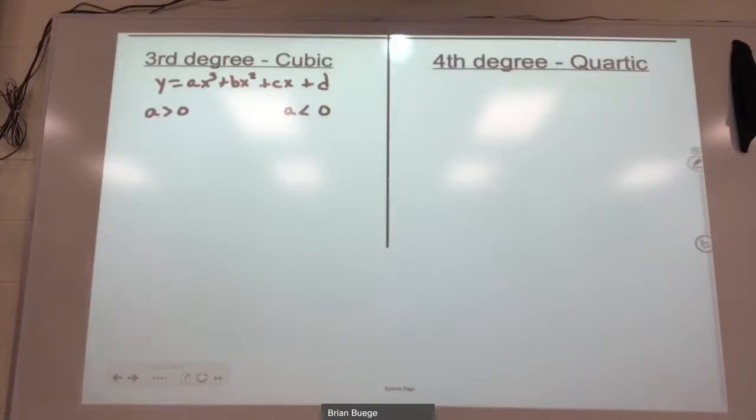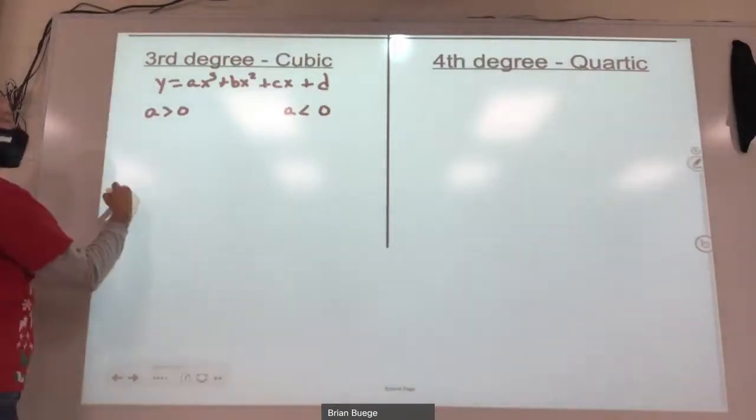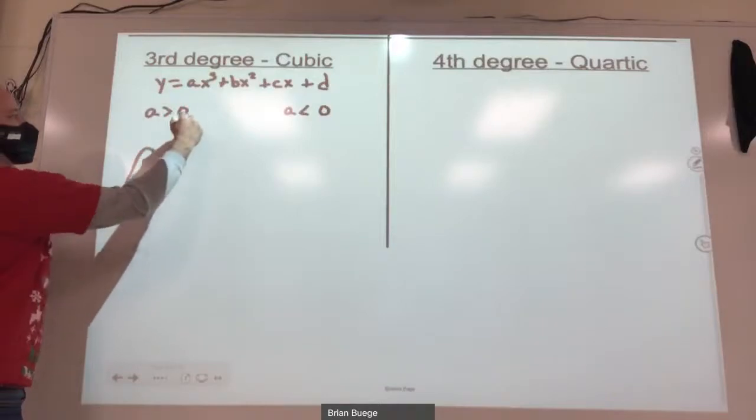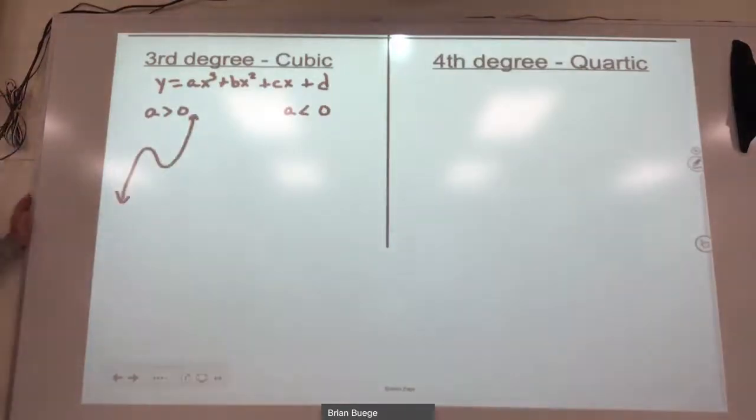So our third degree function, our cubic, anybody know what it looks like out of curiosity? Anybody have any idea? I call this one the roller coaster of things. If a is positive, it starts down low, comes up, back down, back up again. There's your roller coaster.